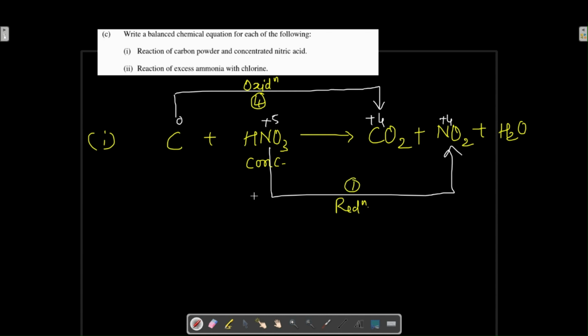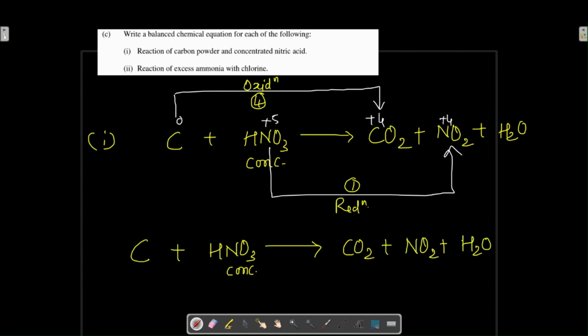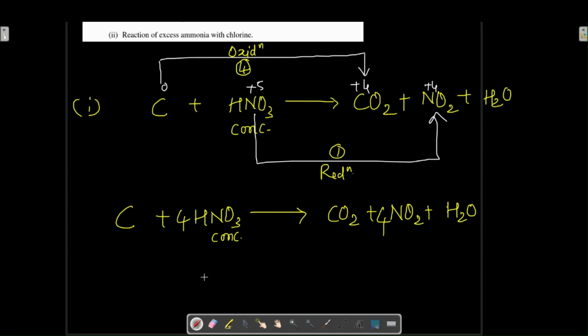If you do 1, so cross multiplication, rewrite the equation. HNO3 concentrated gives CO2 plus NO2 plus H2O. Now carbon thing you have to multiply with 1, so keep it as such. Nitrogen thing you have to multiply with 4. 4 here, 4 here. Now except oxygen, hydrogen, check all other atoms. Carbon 1, 1, nitrogen 4 and 4.